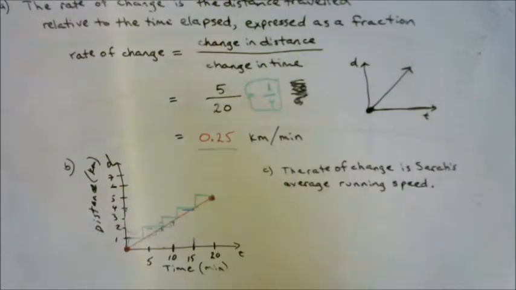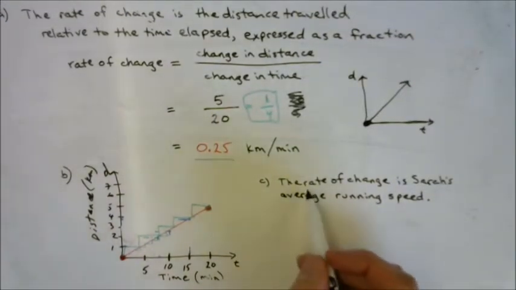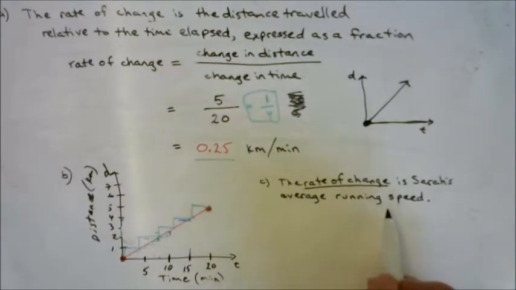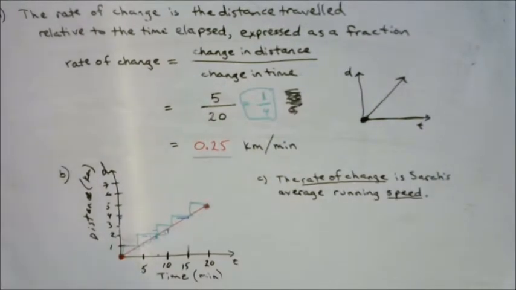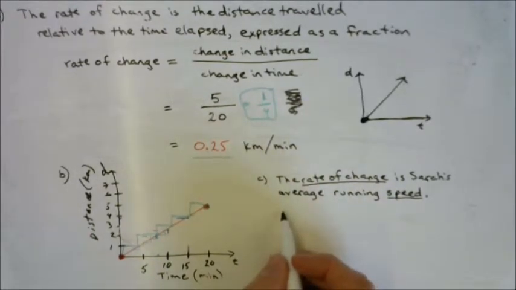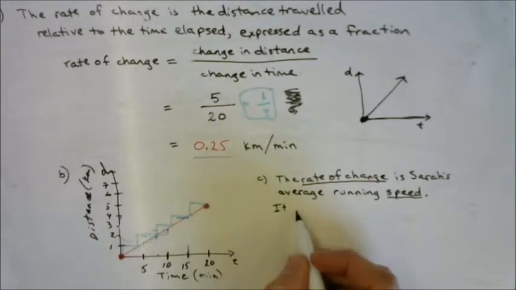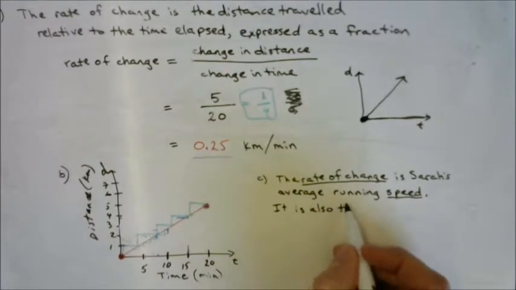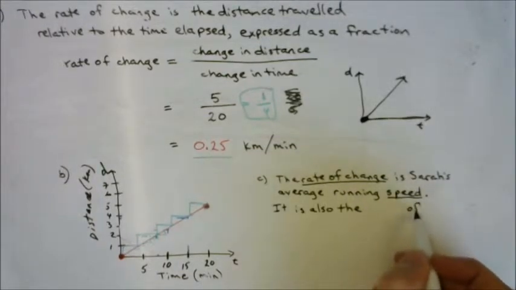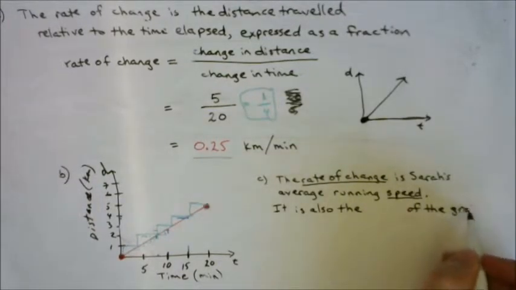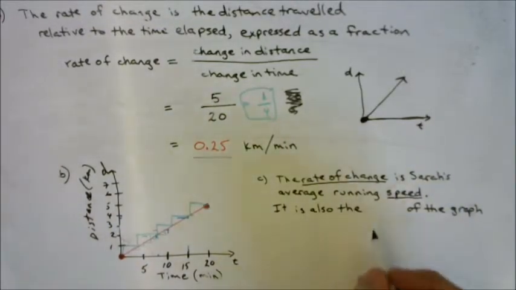Okay, this is a concept that you have to understand as we move forward. The rate of change, when you're talking about distance and time, is speed. Speed is the rate at which you're changing distance relative to time. But the rate of change with relation to distance and time is speed. And the other thing that this represents, if we're just looking at the graph, is also the slope of the graph. Slope.